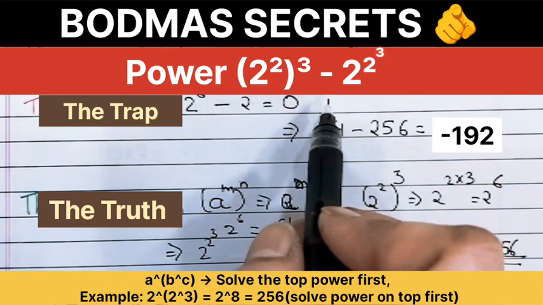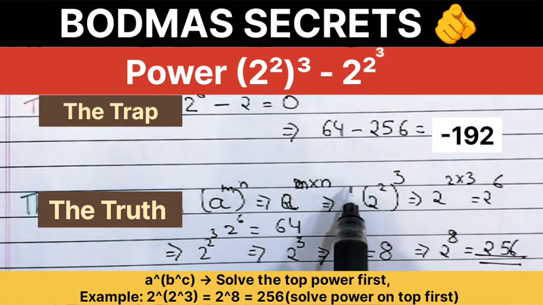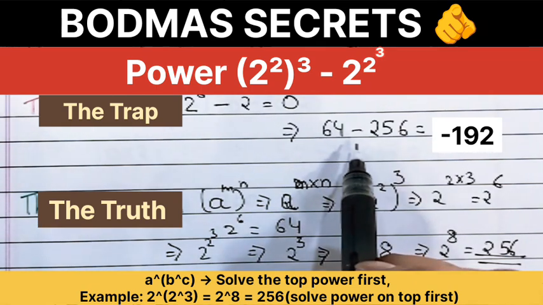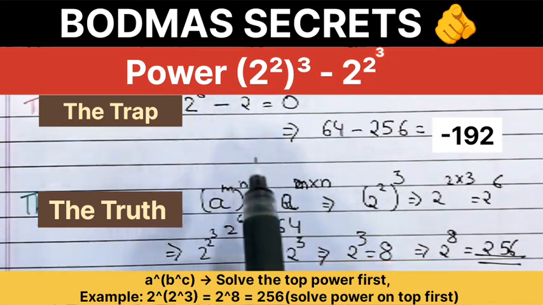Now the conclusion: the difference lies in how the exponents interact. Parentheses group the base and the first exponent together, while a stack of exponents without parentheses forces you to solve the highest power first.